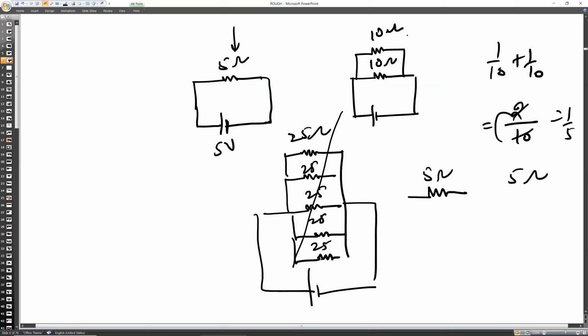Is there any doubt for this question? Anybody? You understood the previous question that I was explaining to you? Tell me fast. Yes, sir. Okay. Let's move to the next part of this question.